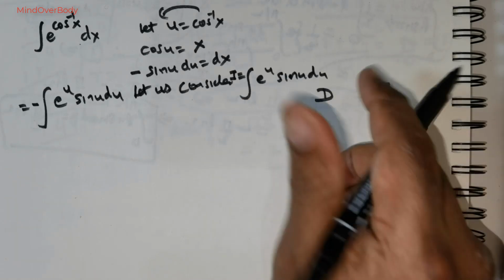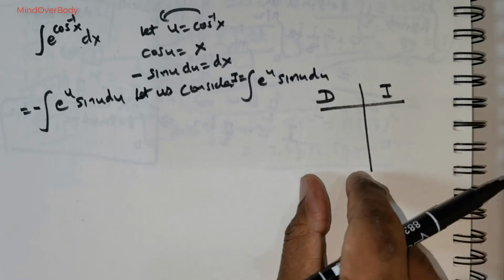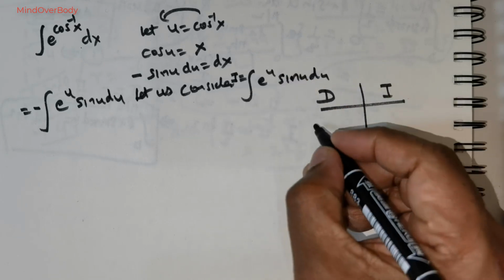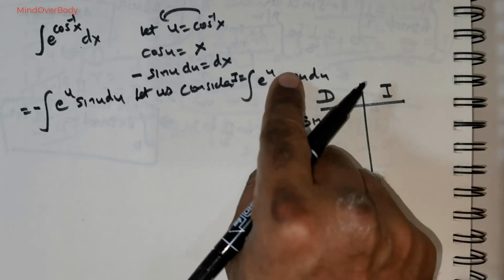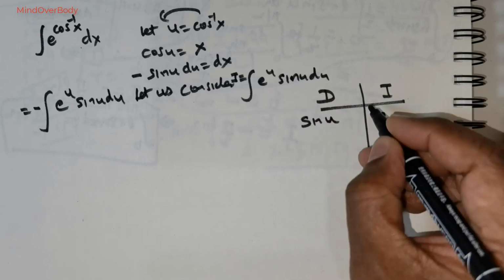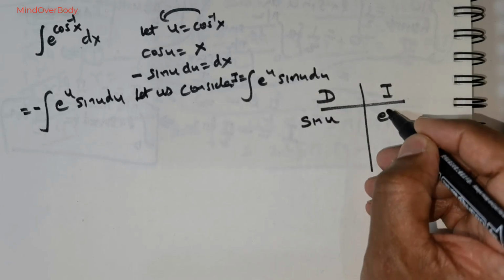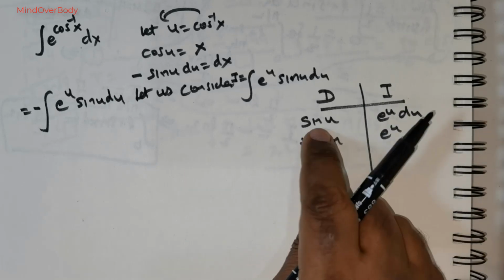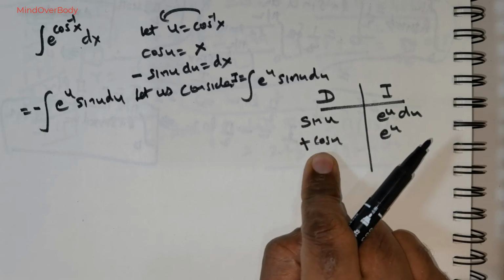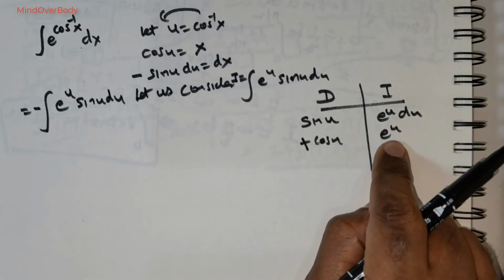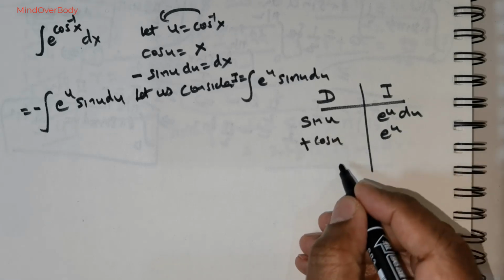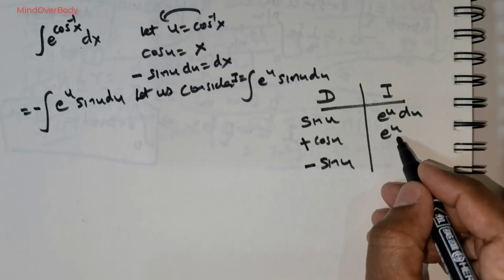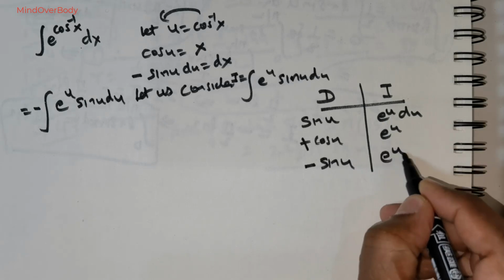For that I would perform the differentiation on the left hand side and integration on the right hand side. On the left hand side you take the value of u, so I would be taking sine u. On the right hand side you take the value for dv, e raised to the power of u times du. So this would be the integration column. You differentiate sine u, you get cos u. You integrate e raised to the power of u, you get e raised to the power of u. You differentiate cos u, you get negative sine u. You integrate e raised to the power of u, you get e raised to the power of u.